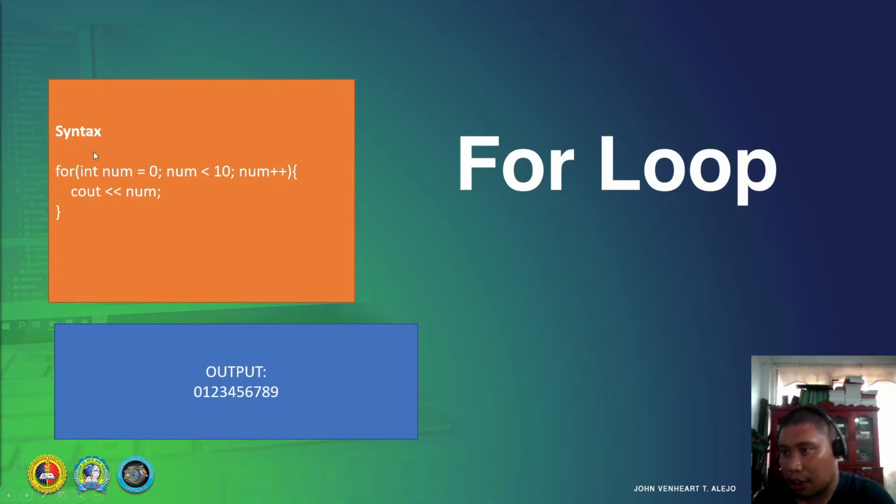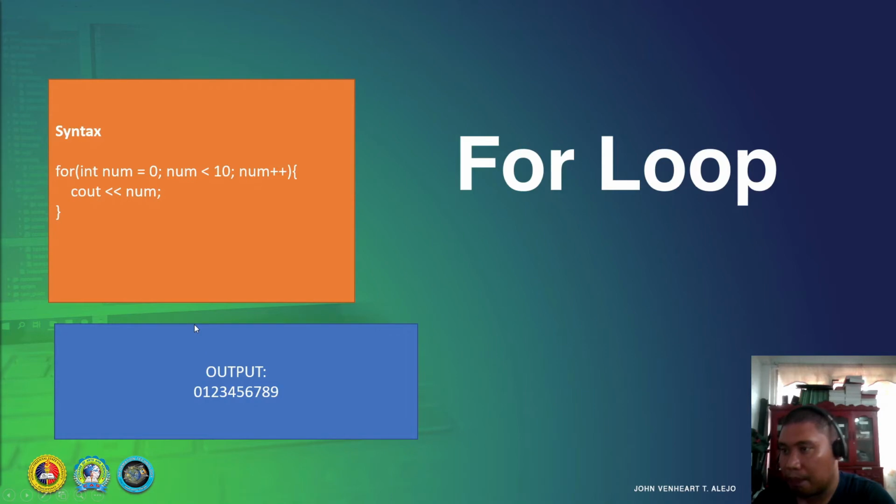Once the loop is finished, num is now equal to 4. 4 is less than 10. That is true. Add 1 after. Output 4. Then num has a value of 5. 5 is less than 10. Add 1 later after the loop. Output num, so we have 5. Then now 6 is less than 10. That is true. Add 1. Output num which is 6.